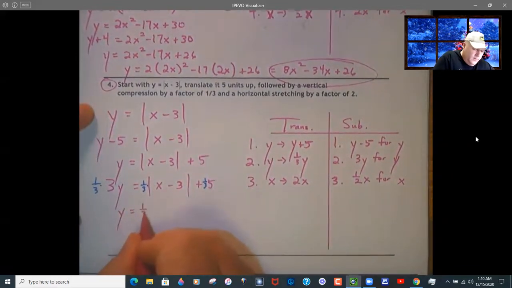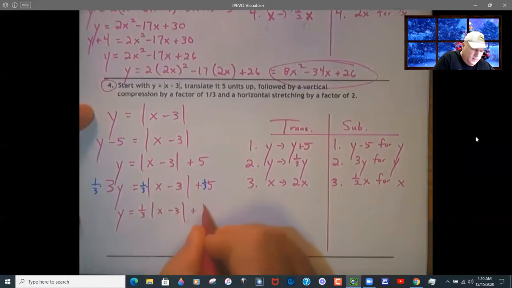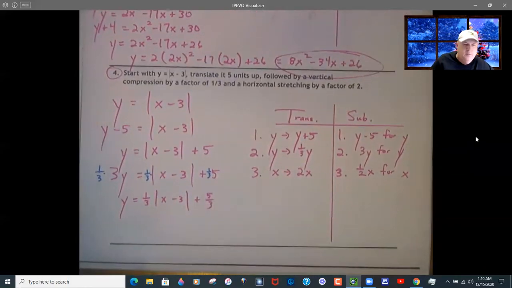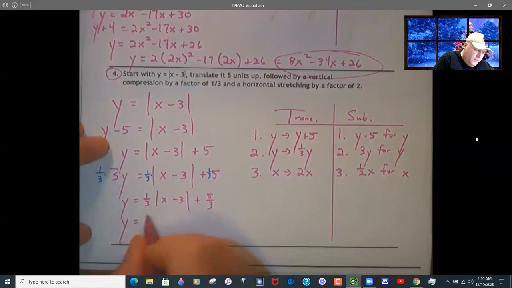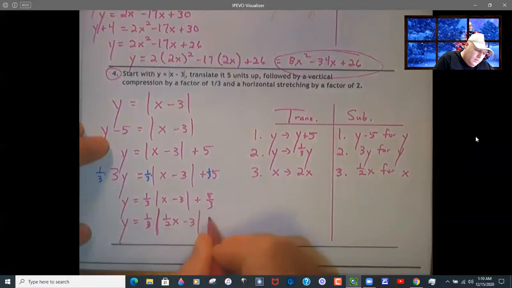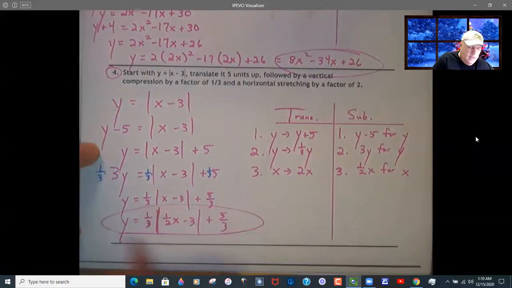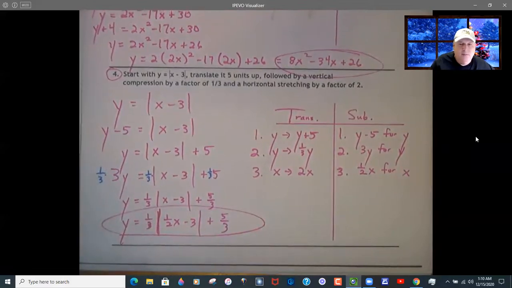So 1/3 is in front of the x minus 3, and then 1/3 is in front of the 5/3. And then 1/2 x gets replaced for x, and then simplify if possible. And in this case, it is not possible. And that ends up being the final statement with that.